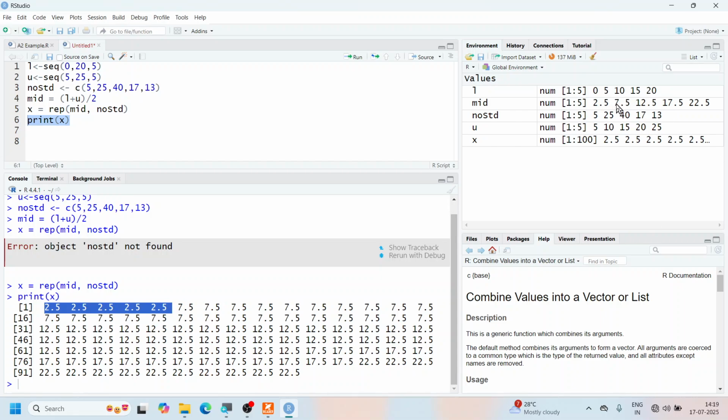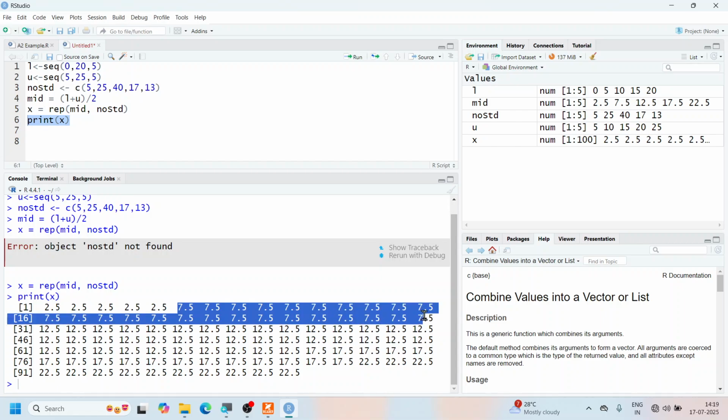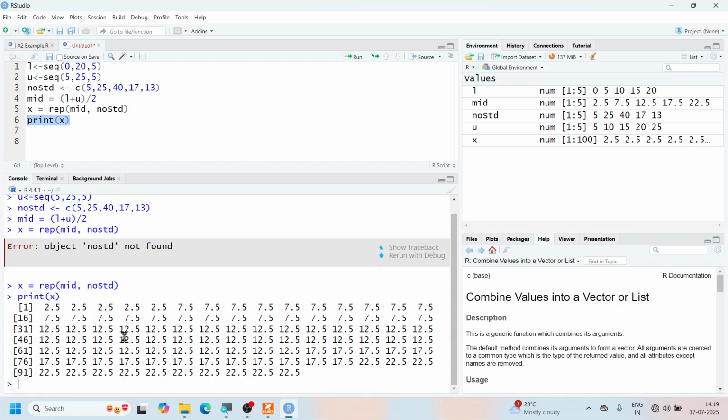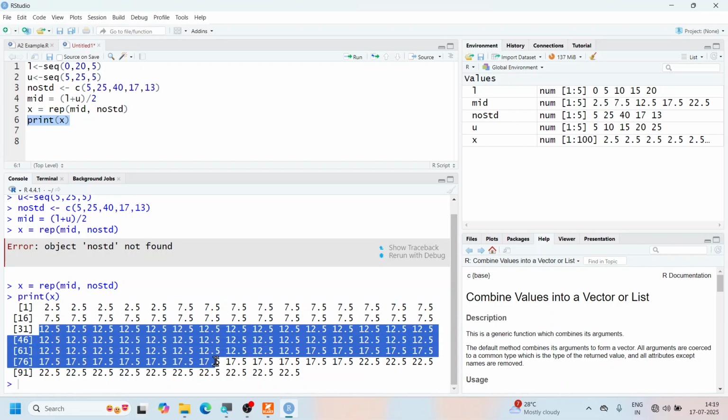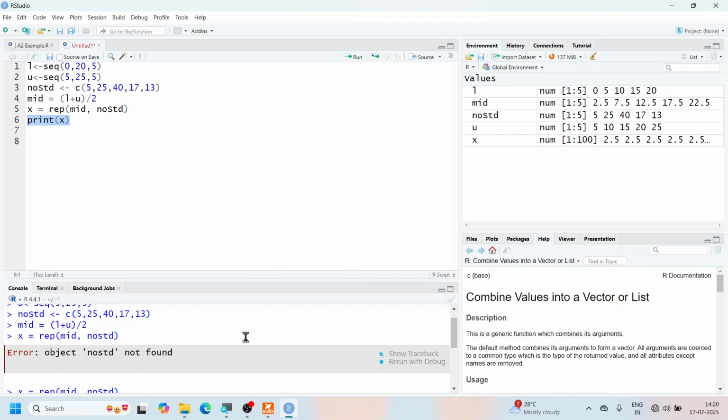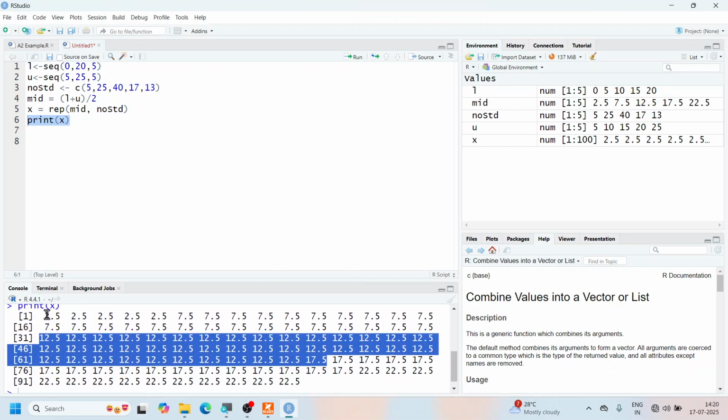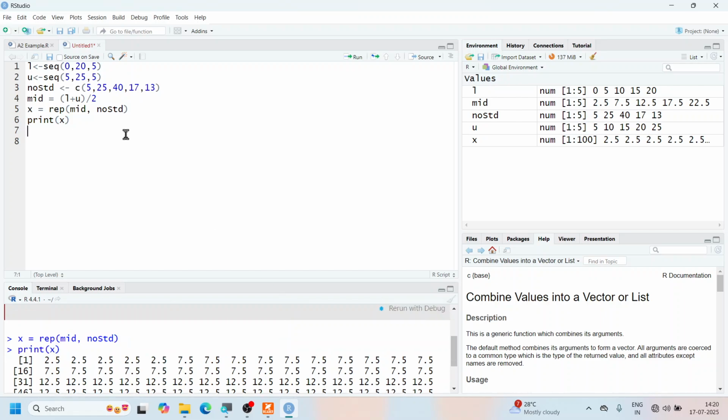How many times does 7.5 have to be repeated? It is the number of students, that is 25 times. You can count, and you can be sure that it is repeated. And the next one is 40 times. You notice so many times it is getting repeated, and so on and so forth. You get the repetition. Now, based on this replication, you can simply generate the histogram.